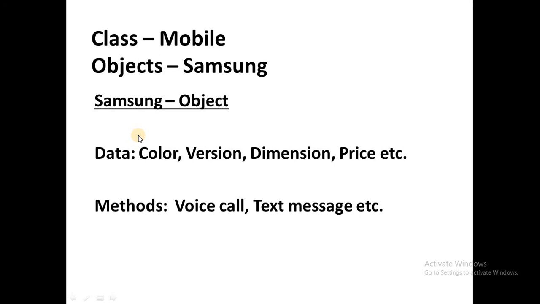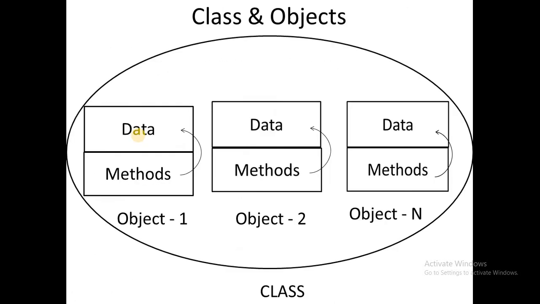One thing you have to understand: data is simply the properties of the object. Methods are the operations of the object. What operations can be performed by that object, that is methods. So this is the concept of class and objects. A class can have n number of objects. There is no restriction. Class is nothing but a set of similar type of objects.